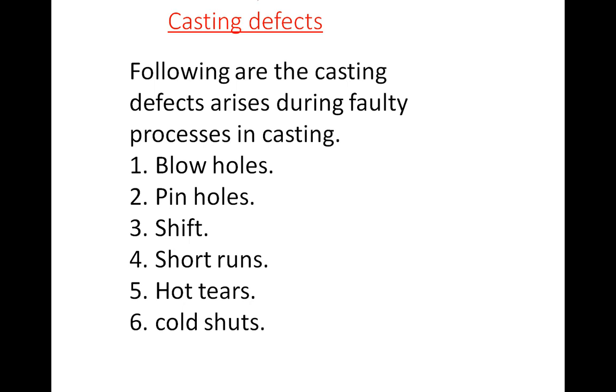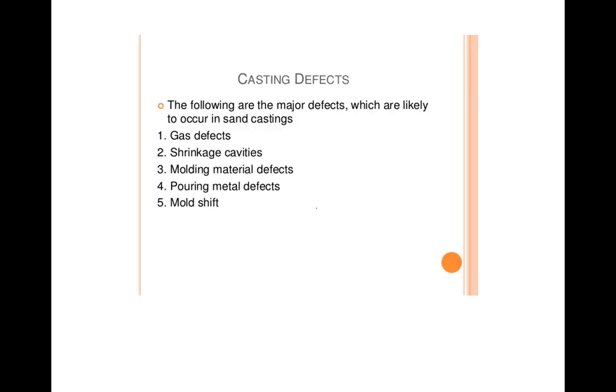There are various types of casting defects. The first one is blow holes, pin holes, then shot runs, hot tears, cold shuts, etc. These are the various undesirable defects. One by one we are going to discuss them.